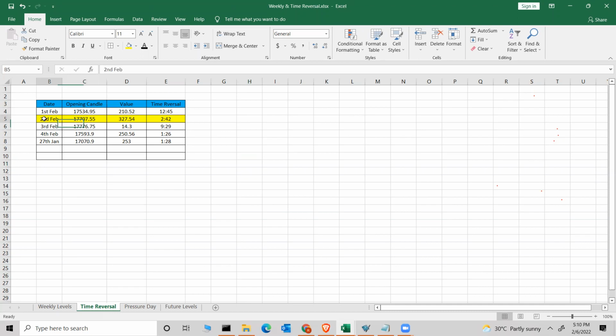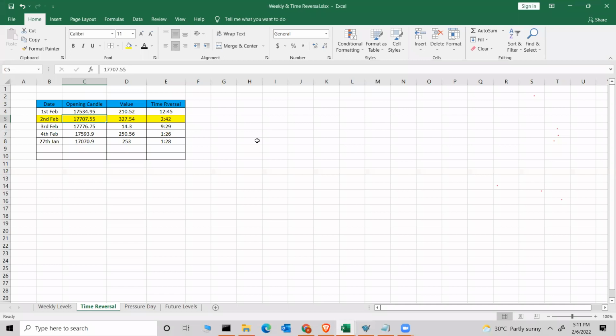Okay, 2nd Feb. 2nd Feb I have marked as yellow. The reason why I have marked it yellow is because the time reversal falls at 2:42. The market starts in the morning at 9:15 and closes at 3:30. And I've always told my team and my students, never trade anything after 2:30 p.m. because anything after 2:30 p.m. most of the time will end flat. So now let's see if that happens or not.